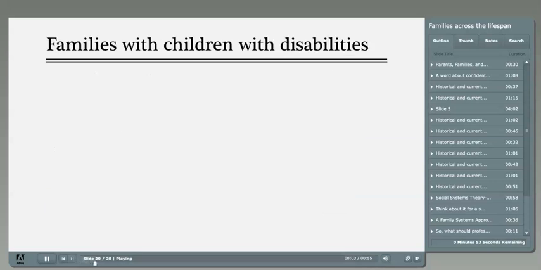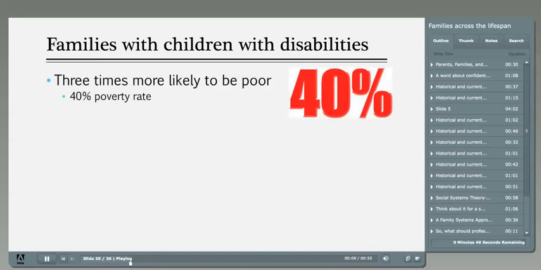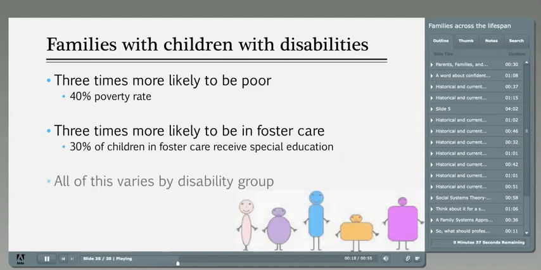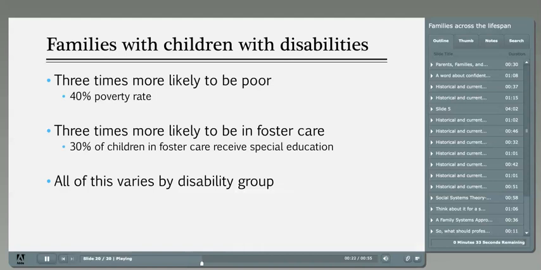Many children with IEPs come from families that may be described as being on the margins of society. They are 3 times more likely to be poor. Children with IEPs are 3 times more likely to be in foster care. While all of this does vary by disability group, it is important to understand that there is a relationship between poverty and disability. It is definitely a harsher and more challenging life for a child who grows up in a poor family than a child from more advantaged situations.